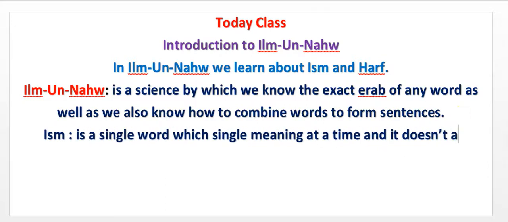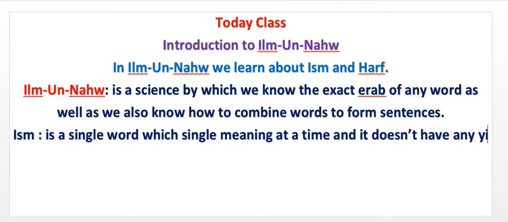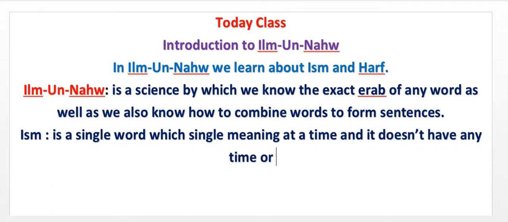it doesn't have any time or tense. It doesn't have any tense in it. What does it mean? Ism is a single word which gives a single meaning at a time, and in its translation, in its meaning, there is no sign of any time and period. So what does it mean?